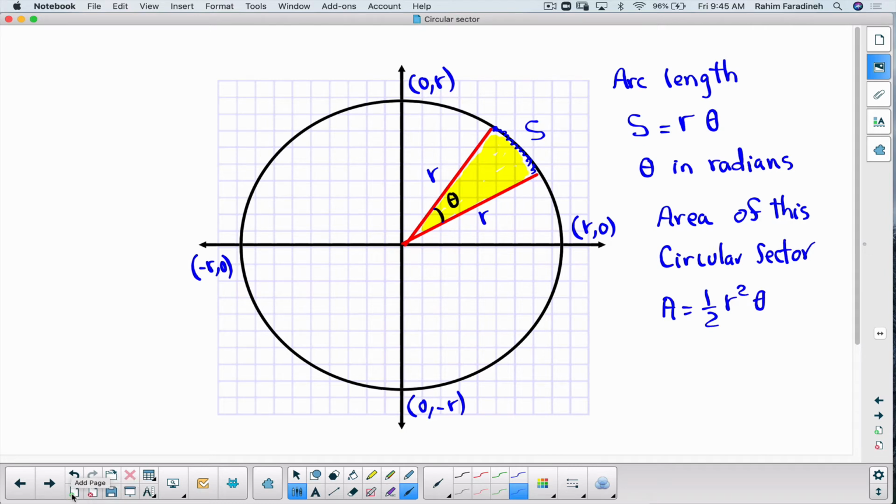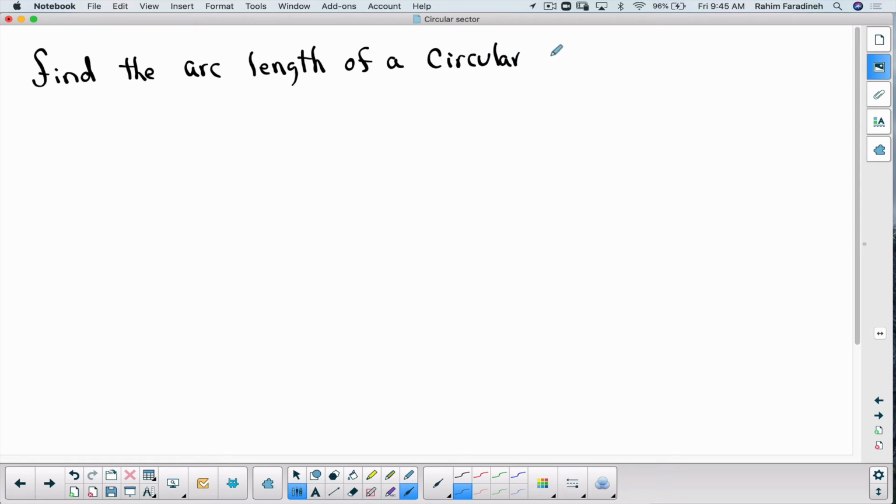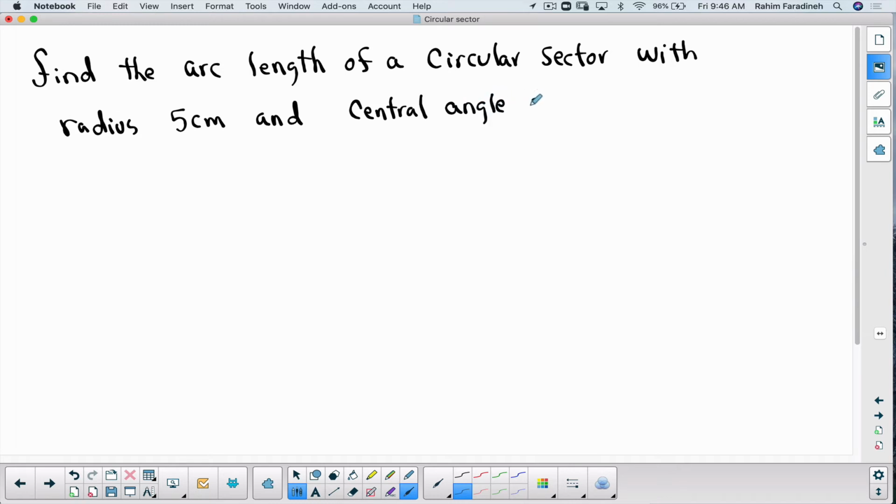Now let's take a look at some examples. We want to find the arc length of a circular sector with radius 5 centimeters and central angle of, let's say, 45 degrees.